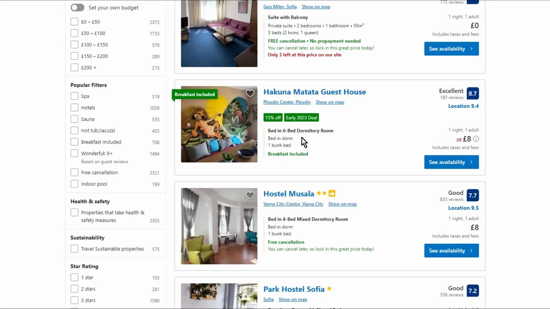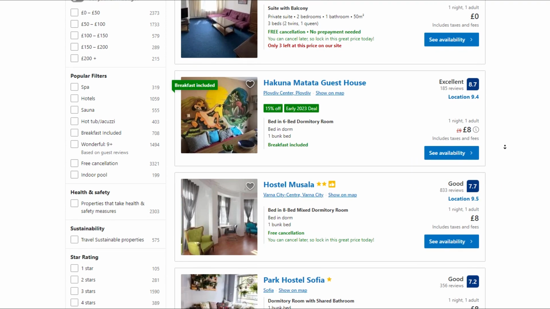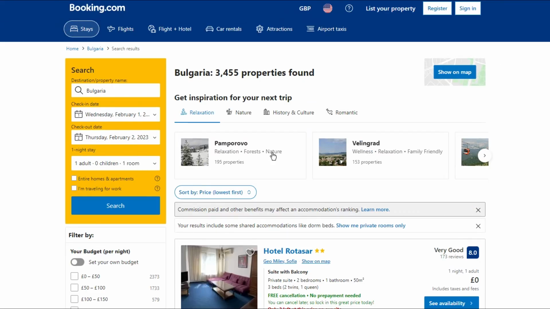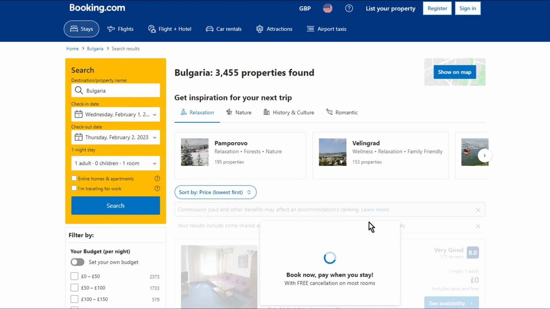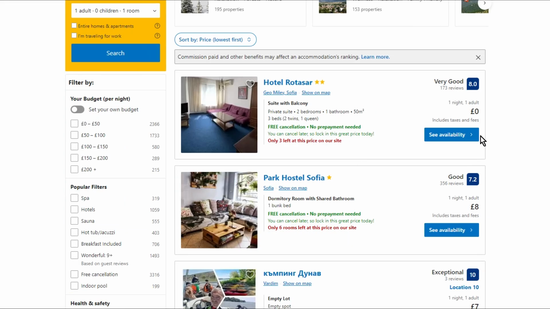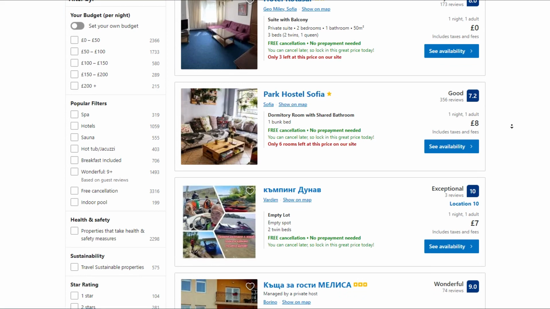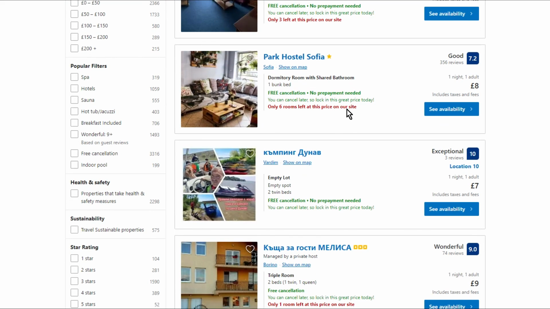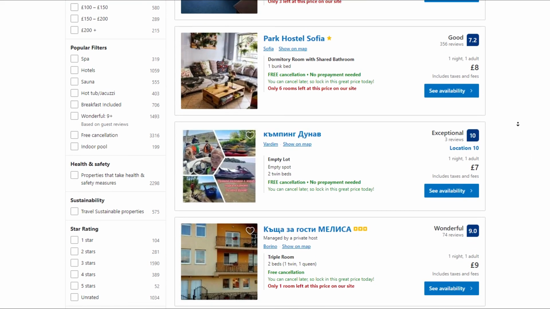You've got dormitory. Cheapest dormitory, £8 for Bulgaria. I'm surprised. I thought Bulgaria would be cheaper than that. I generally thought Bulgaria would be a lot cheaper than that. Let's look at private rooms now. Ignore that silly £0 one. As a dormitory, often the search tools on Booking.com sometimes return dormitories when you press private room.